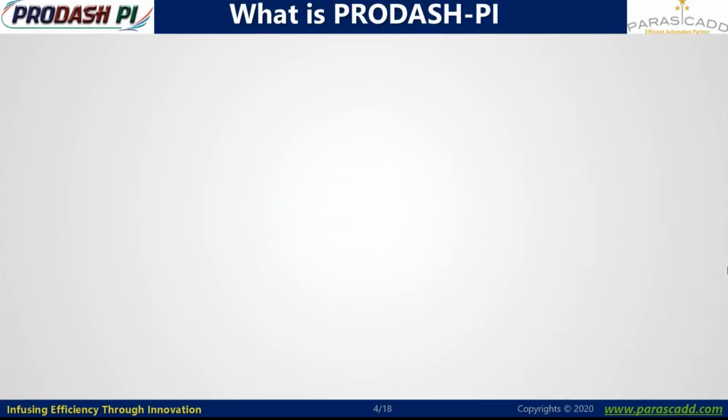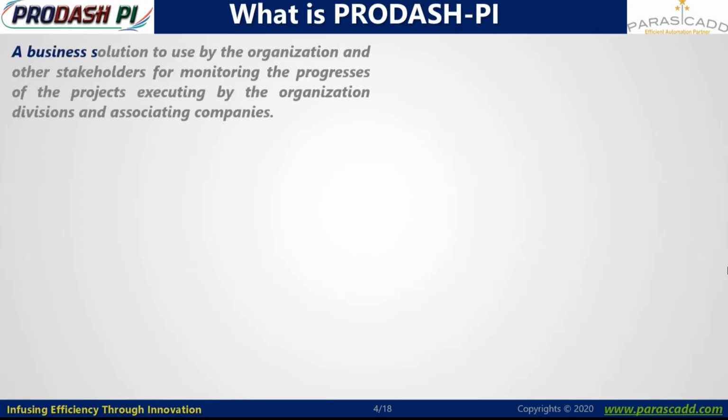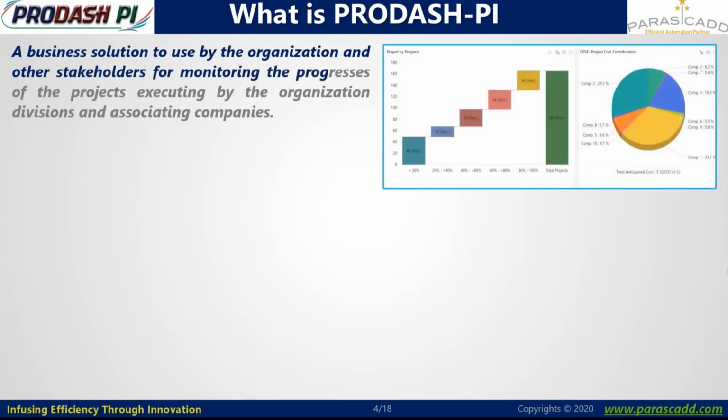So what is PRODASH-PI? Let us understand here. A business solution to be used by the organization and other stakeholders for monitoring the progress of the projects executed by the organization divisions and their associating companies. The divisions could be like a particular organization divided into various OBS levels, various sectors, and those businesses are spread across the associating companies through contracts.